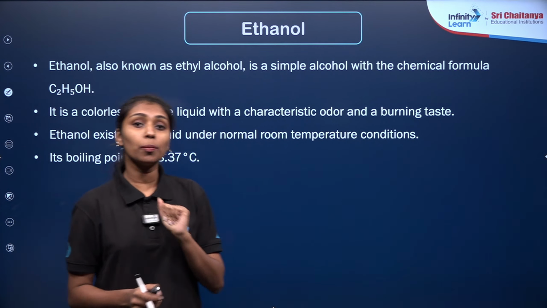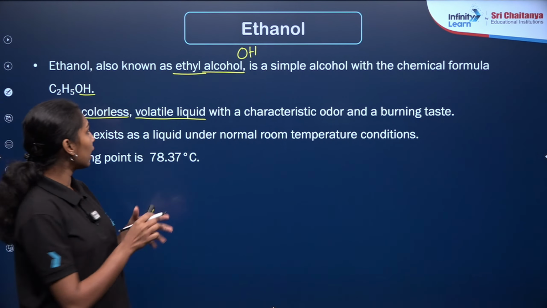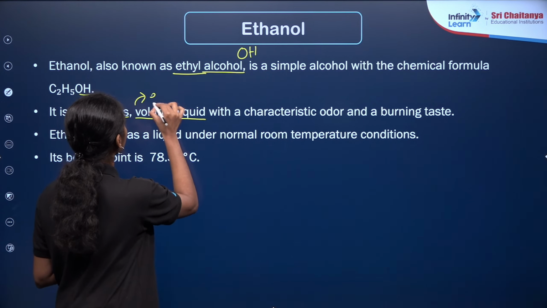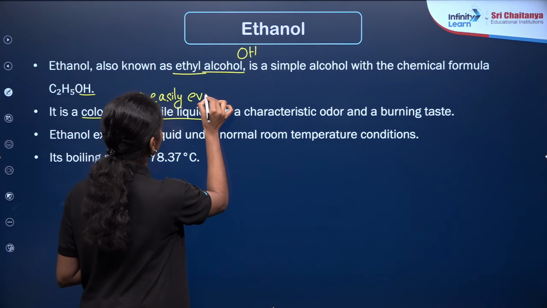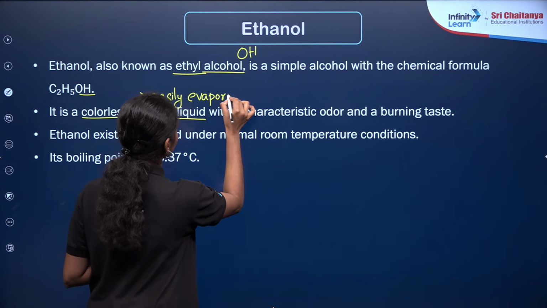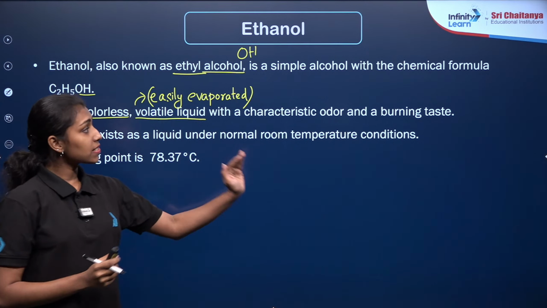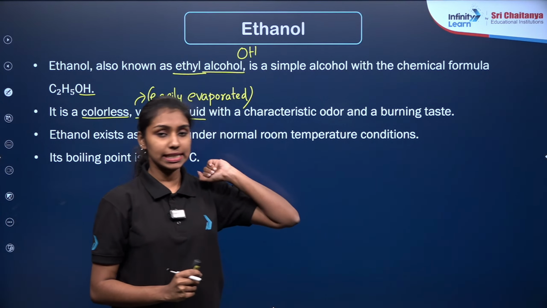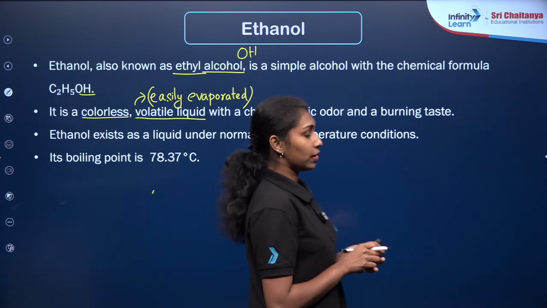Then what is the physical property of ethanol? As you can see over here, it is a colorless liquid. Then volatile liquid. What do you mean by volatile? Which can easily vaporize, right? Which can easily evaporate. That is known as a volatile liquid, with a characteristic odor and a burning taste. These are the physical properties of the ethanol molecule or the alcohol molecule given here.